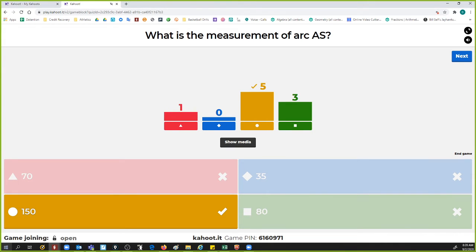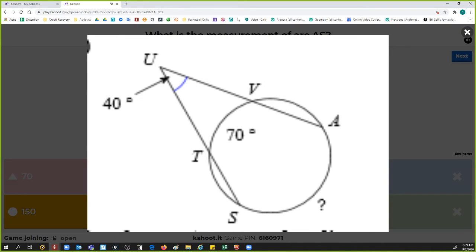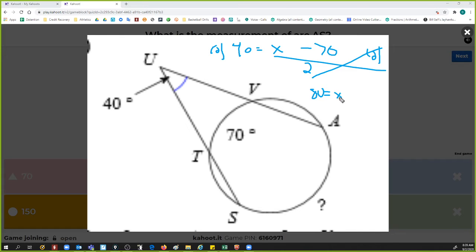Okay, not bad. Quick review. So what we're looking for here is the big arc, and because the intersection's on the outside, we're subtracting. So it will be the 40, which is the outside angle, is equal to the big one that we're looking for, minus 70 divided by 2. Once you multiply both sides by 2 to knock out this 2, then you get 80 is equal to x minus 70. So just add 70 to both sides, you get x is 150.